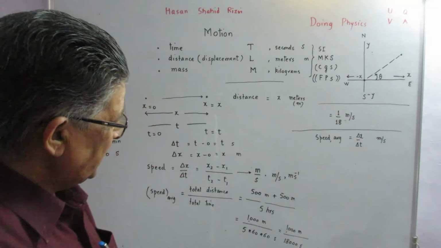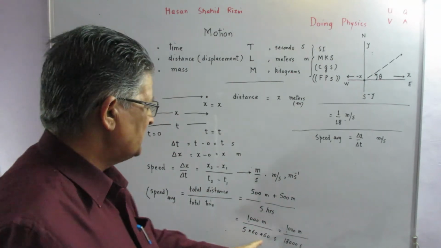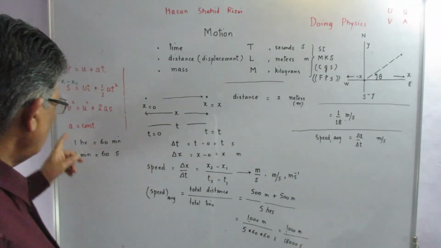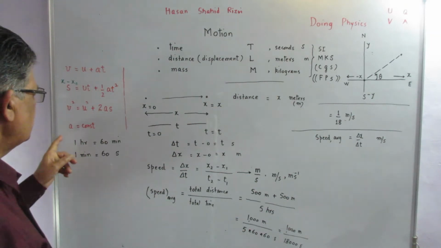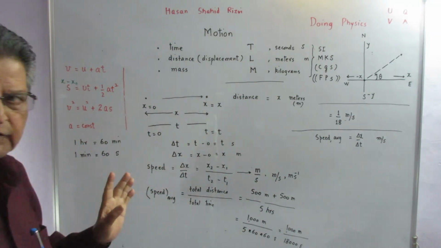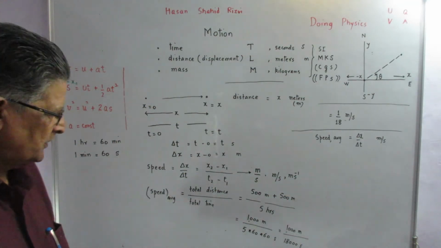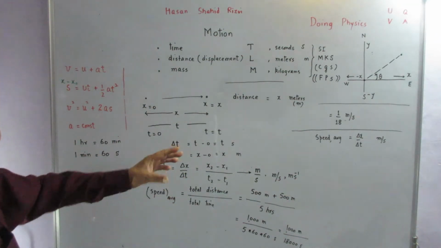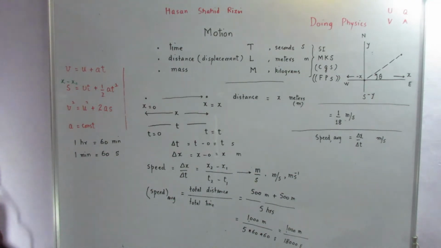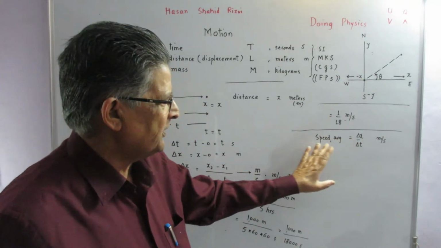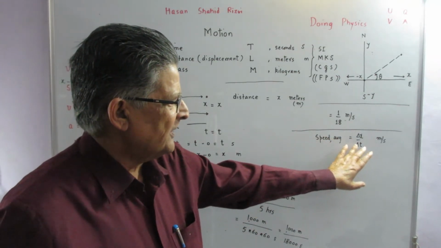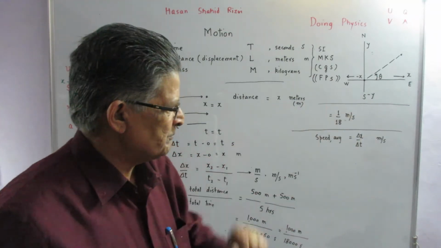So there is a need to learn scaling. Scaling means how we convert, say, 6 hours into seconds, 6 kilograms into grams. That is called the scale. So speed is defined as delta x upon delta t.